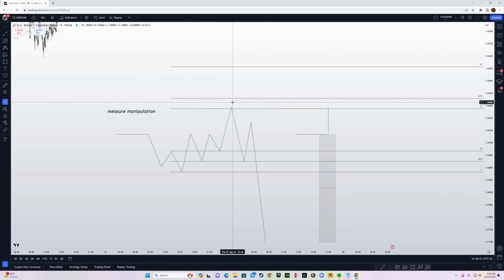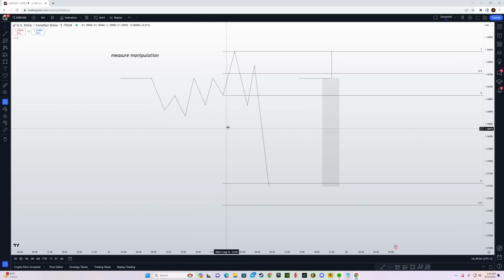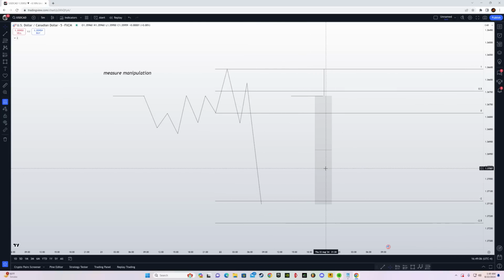Accumulation, manipulation, distribution, right? So we measure the manipulation move. It goes to -2, -2.5. We can then say, okay, the manipulation move is over. Now we just need to look for a market structure shift to confirm that price is going to reverse. Once we do that, we simply use our fib from the last high to the last low to measure the distribution. And you can see it like that. So let me give you some examples and then I'll end the video.